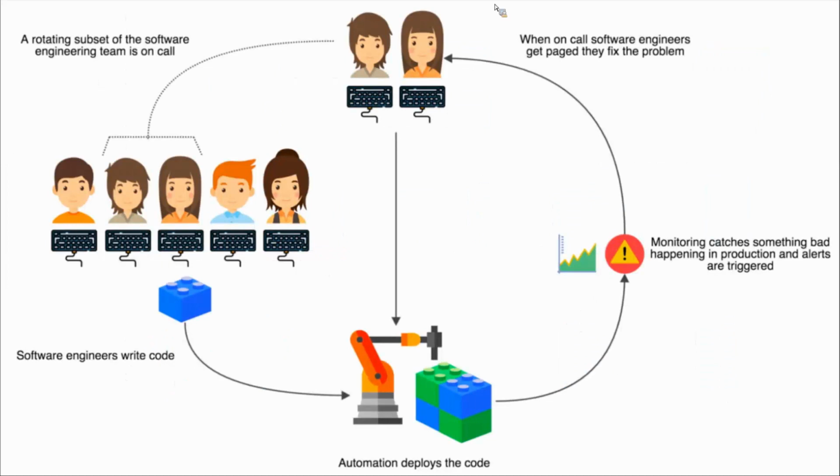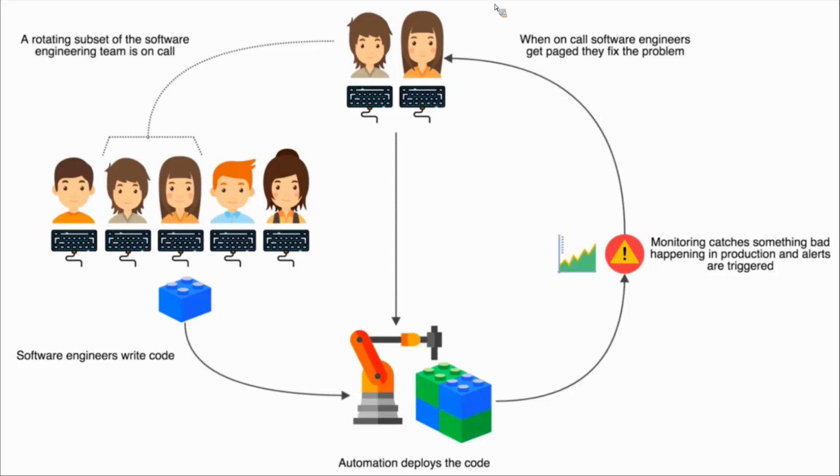The way this works to maintain is that I start off with my engineering team, right? They write their code, automation deploys the code. I have monitoring, which might catch something bad if it happens in production, which triggers an alert, which in turn pages the software engineers that are on call that fix the problem. It's always a different subset of the engineering team that is on call that helps prevent burnout, but that's the cycle that it goes through to build and maintain these processes.